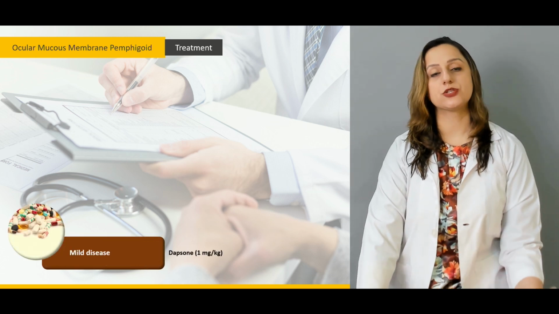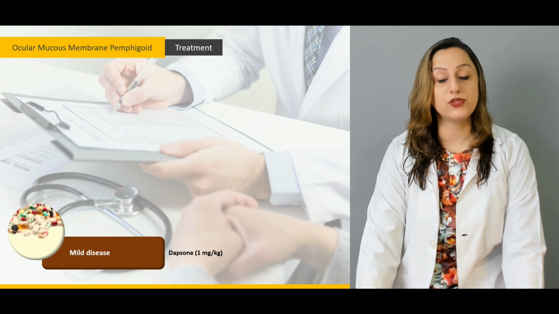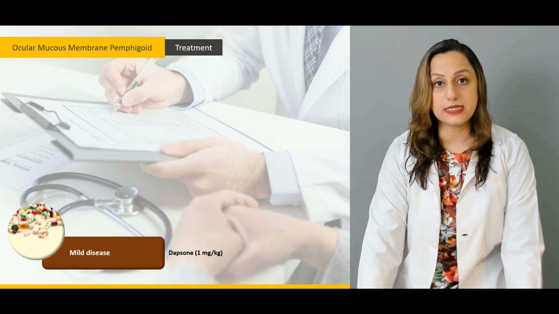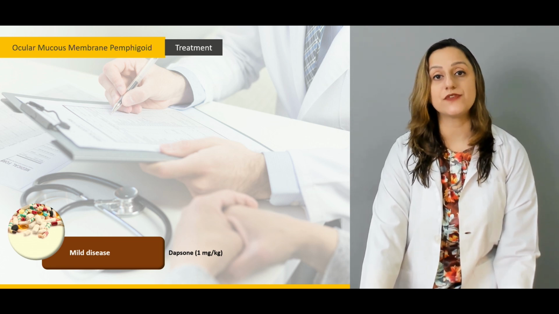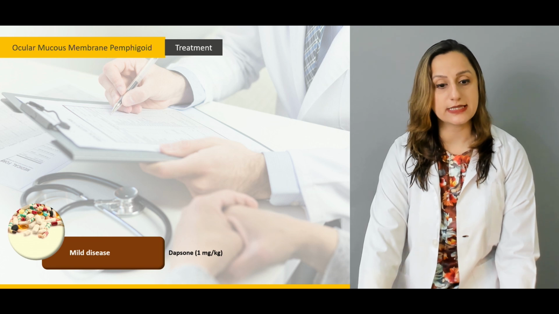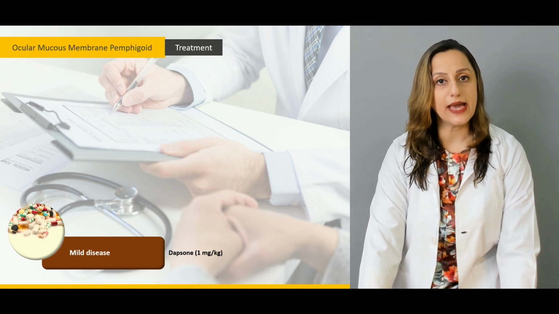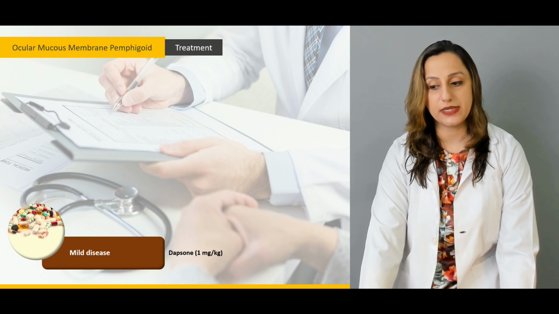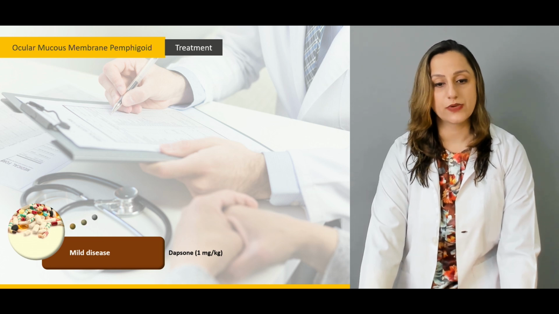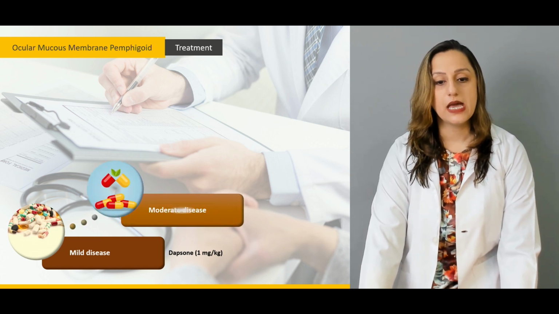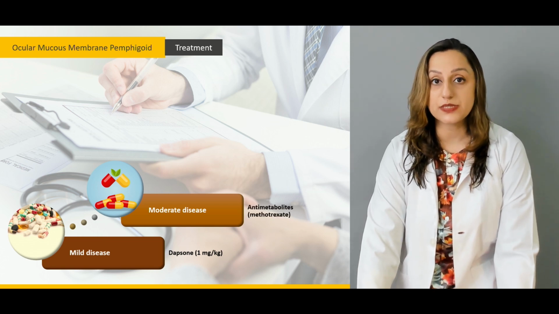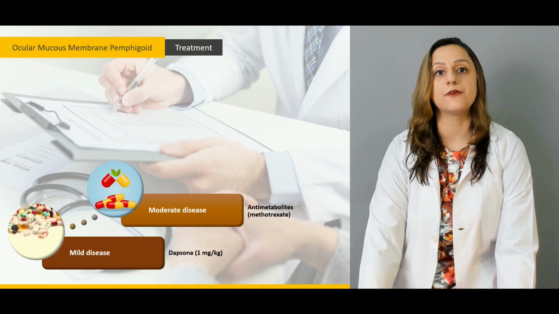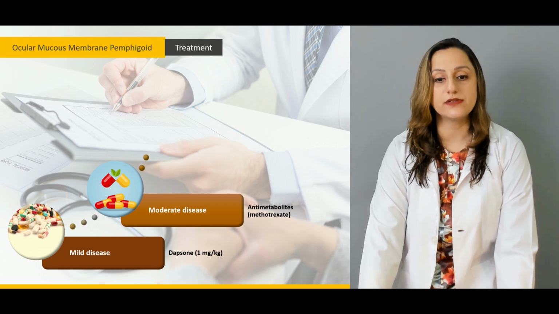Whenever we are considering the systemic immunosuppressive treatment, we have three major categories of disease: a milder form, a moderate form, and finally a severe form. For the milder disorders, we have dapsone, at almost 1 milligram per kilogram. Then for the moderate kind of disease we have the antimetabolites. Specifically, we have methotrexate at this level.